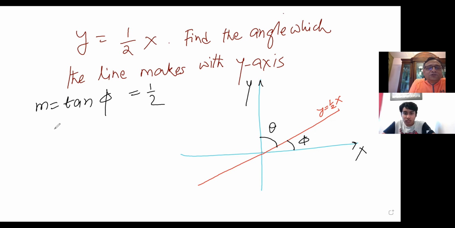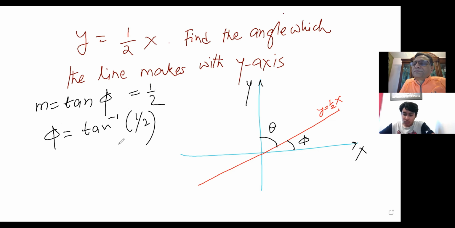From here, use your calculator and find the angle phi, which is tan inverse of half. What do you get? Round it to one decimal place. Shift tan inverse of half. 0.83. 26.56.